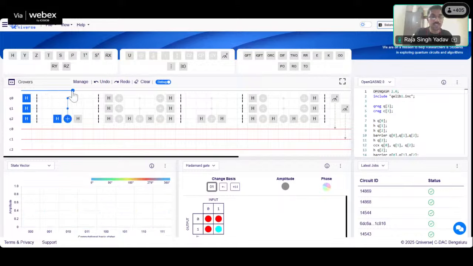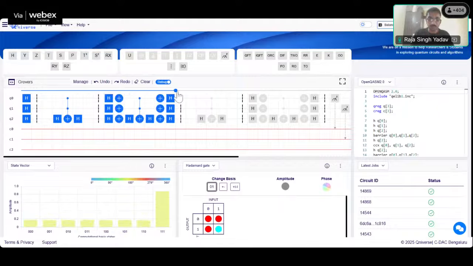And the moment I pass it through my oracle here, since I was looking for 111, you see the negative phase is introduced only to my marked element. Whereas the rest of the elements have a phase angle of 0, and the marked element got a phase of 180 degrees. And the moment I pass it through the first diffusion operator, you see that the marked element's amplitude got increased, whereas the amplitudes of the rest of the elements suddenly got reduced. And once you take the probability, everything will change to positive also.